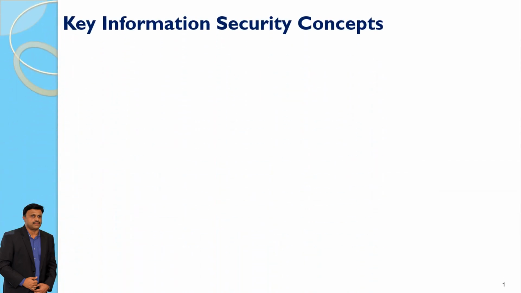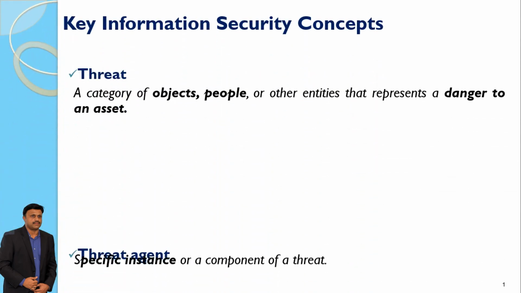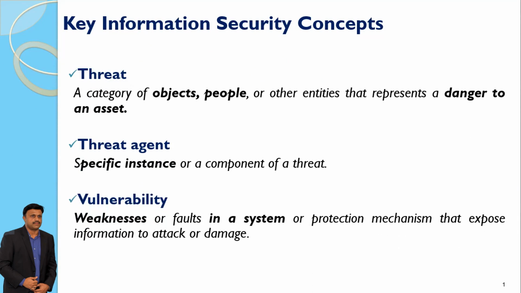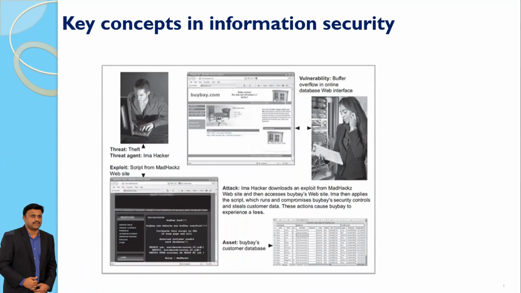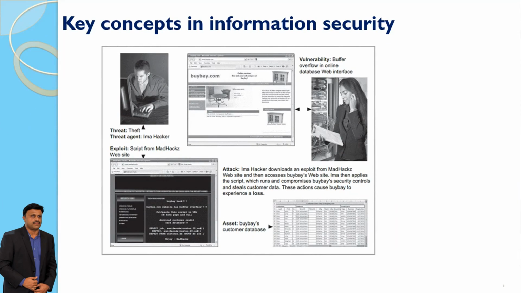A threat is any danger to an asset. A threat agent is the specific instance of a threat. Vulnerability is a weakness that can be exploited to cause harm. This diagram illustrates various key concepts in information security, including threats, exploits, and vulnerabilities, and how they interact with each other.